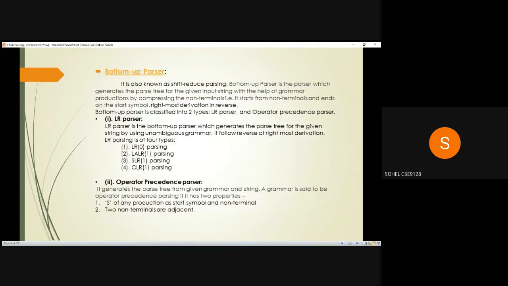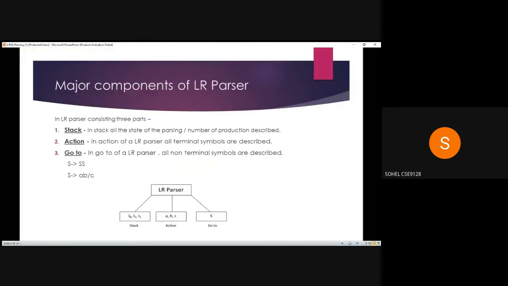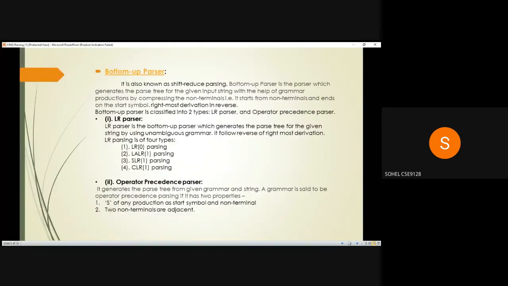Now goes to the third slide. Bottom-up parser. It is also known as shift-reduce parsing. Bottom-up parsing is the parser which generates the parse tree for the given input string with the help of grammar productions by reducing the non-terminals, i.e. it starts from the input and ends on the start symbol. Rightmost derivation in reverse.